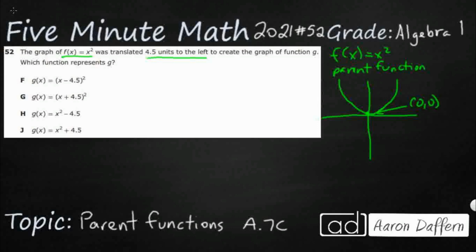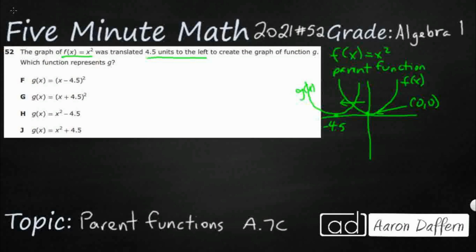So we want to shift this to the left 4.5 units. So we're not going to stretch it. We're not going to make it flip upside down or anything like that. We simply want to shift it 4.5 units to the left. So if this is f of x, right there, that's f, then this is going to be g right there.